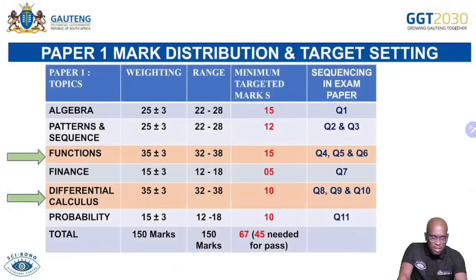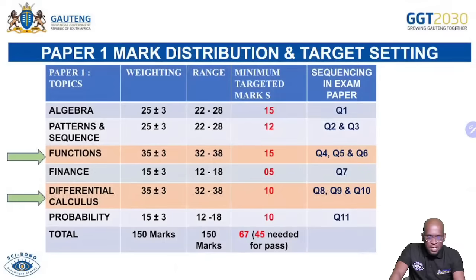And then we have finance, and then we have probability, both weighing 15 with a variance of 3. You can also see the range in terms of the marks, and you can see the sequencing in the question paper. Normally, question 1 is algebra. Questions 2 and 3 are sequences and patterns, and then questions 4, 5, and 6 are usually functions, where question 4, at times, is just sketching. Question 5 is interpretation of sketched grade 11 functions, and then question 6 is where you normally find your inverse functions. Question 7 is where you normally find your finance, okay?